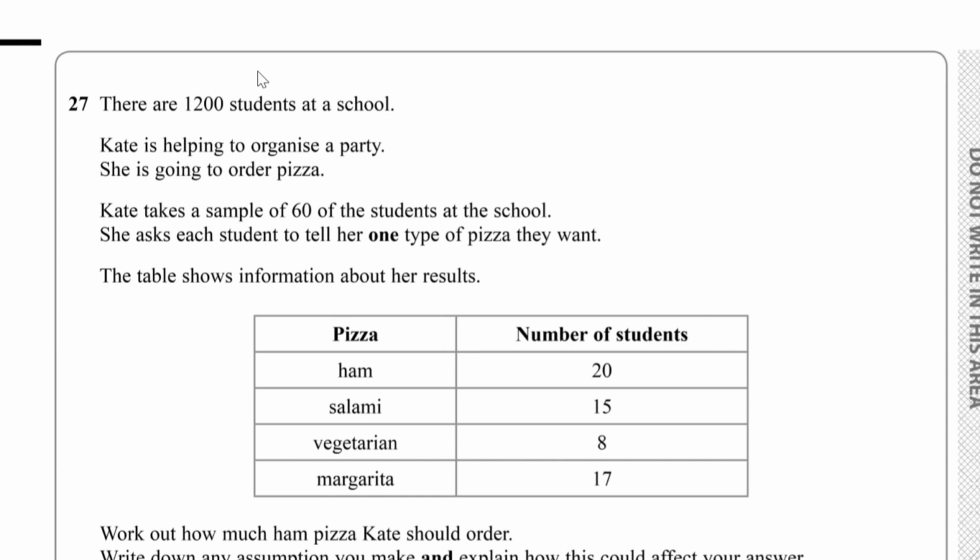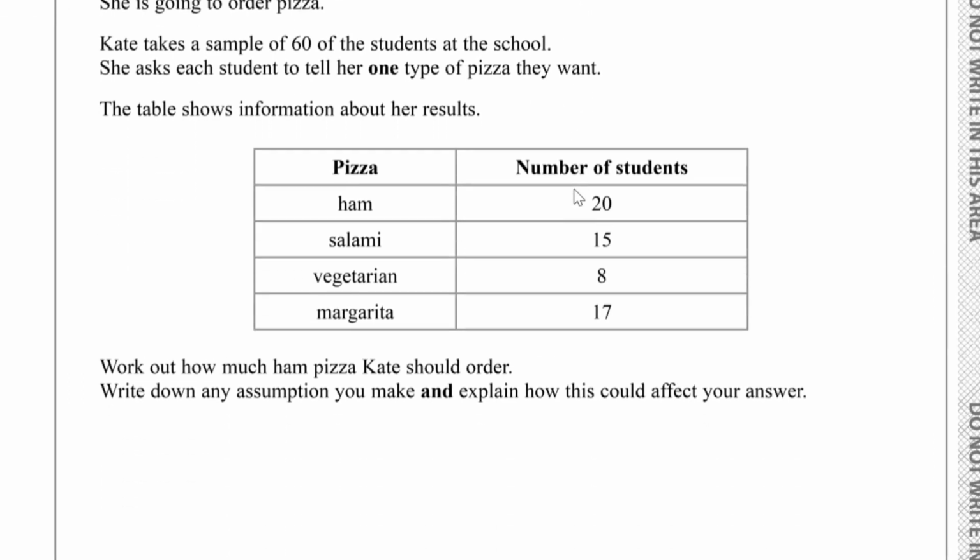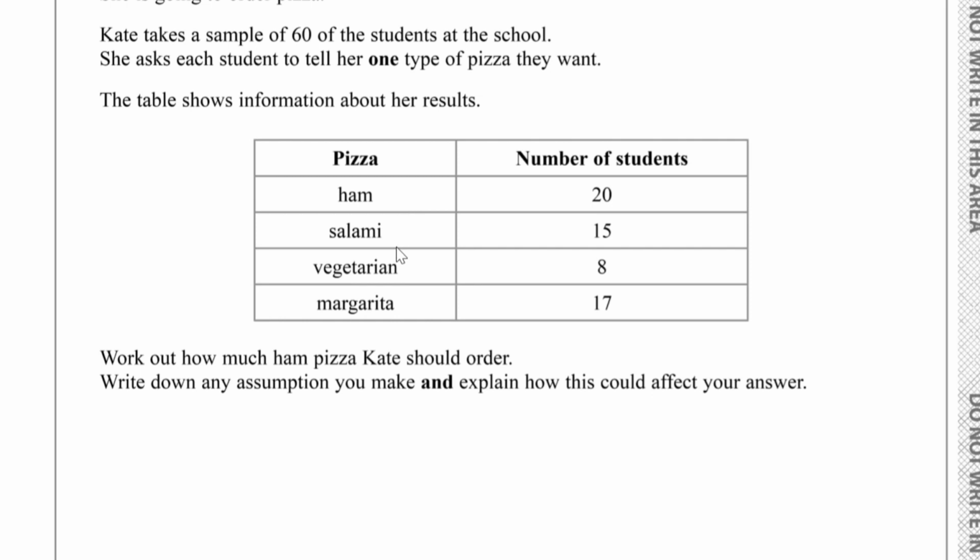Question number 27. There are 1,200 students in a school. Kate is helping to organise a party. She's going to order pizza. Kate takes a sample of 60 students at the school. She asks each student to tell her one type of pizza they want. The table shows information about her results. So we've got 20 who want ham, 15 who want salami, 8 who want vegetarian, and 17 who want margarita. We have to work out how much ham pizza Kate should order. We have to write down any assumptions we make and how this could affect our answer.